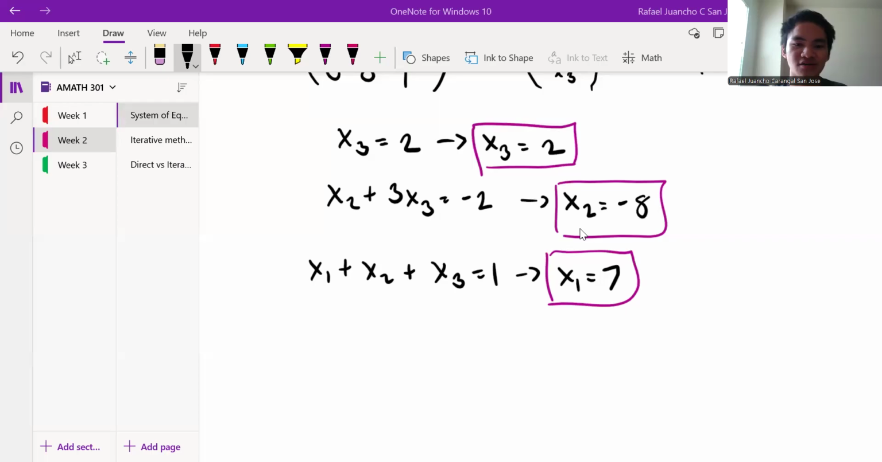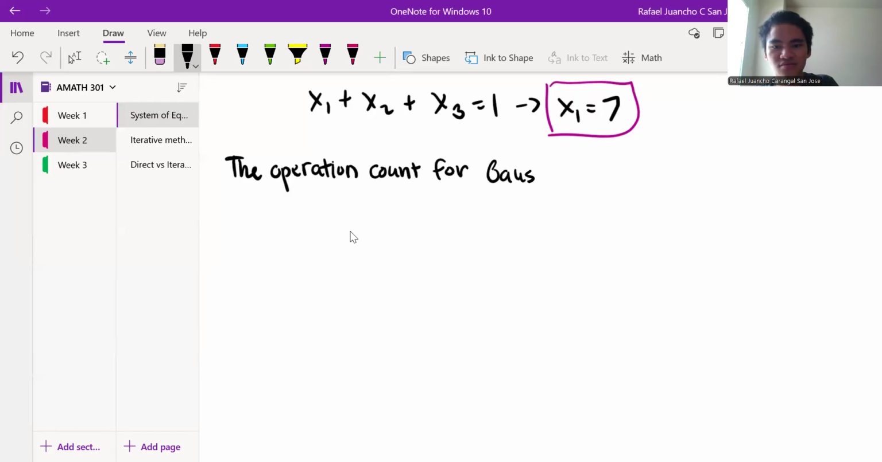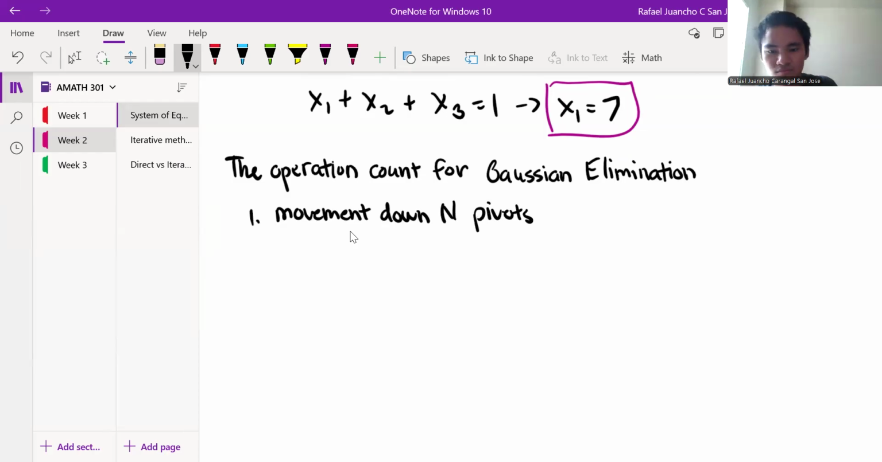Here we talked about operation counts before, so I'm going to state it. The operation count, here we'll use flops, for Gaussian elimination. Well, what is it? We were given an n by n matrix. So first, we did movement down n pivots, right?